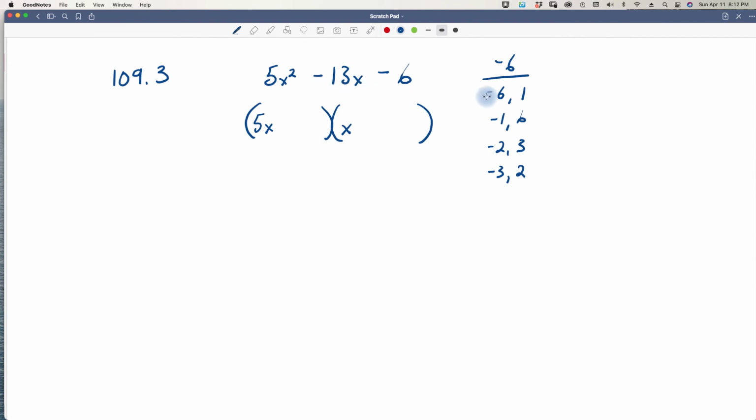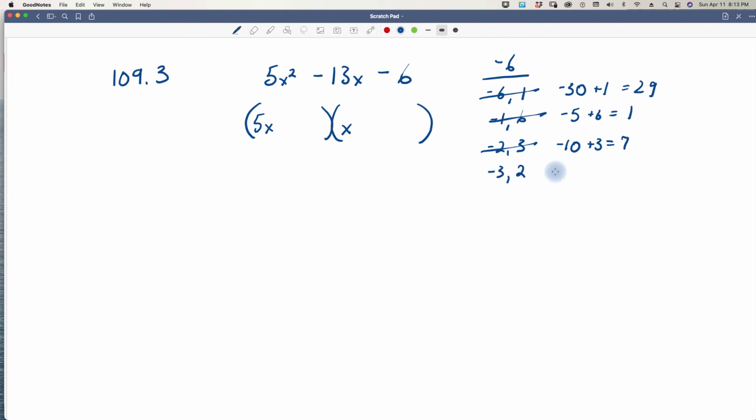Okay, so let's start at the top. 5 times negative 6 is going to be negative 30 and a positive 1. That's going to be negative 29. That's not it. All right, 5 times negative 1 is negative 5, and that's a positive 6. It's going to be a positive 1. That's not it. 5 times negative 2 is negative 10, positive 3. That's negative 7. So that's not it.